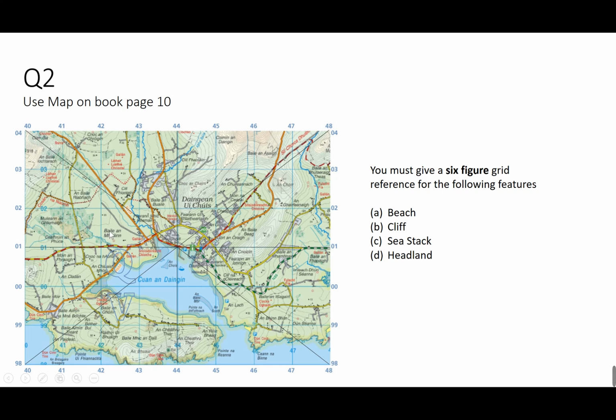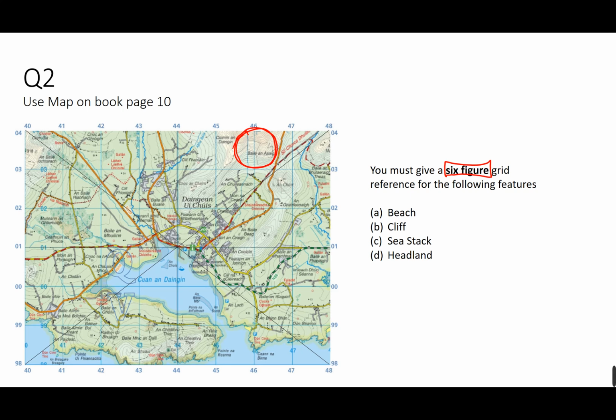Question 2 then. This map is also in your book on page 10. You won't find the questions there because I've made up the questions, but you can use the map if you find it clearer. Again, drawing your attention to the fact that it's 6-figure grid references for a beach, so you're looking for the yellow. For a cliff, contour lines close to the edge, and remember there's no point, like these contour lines are close together, but that's not a cliff because it's not along the coast.